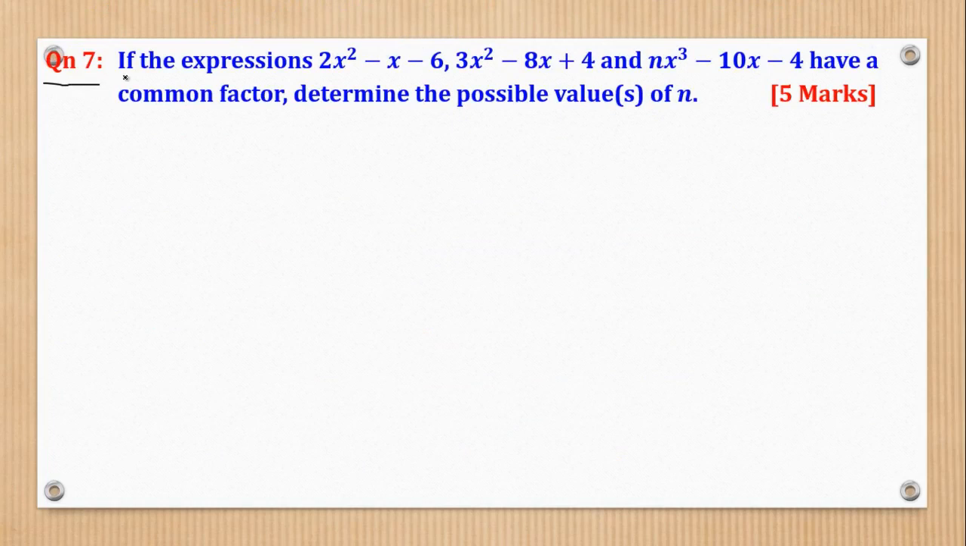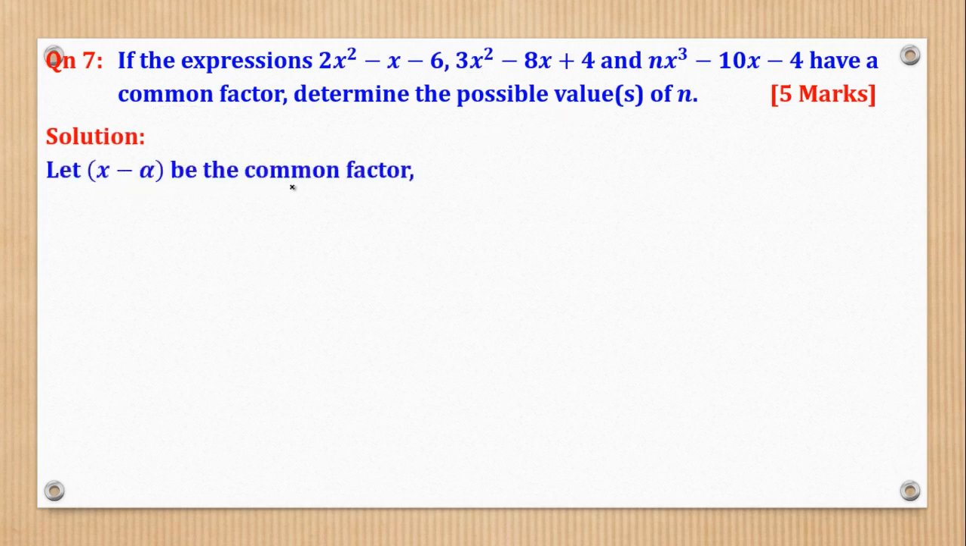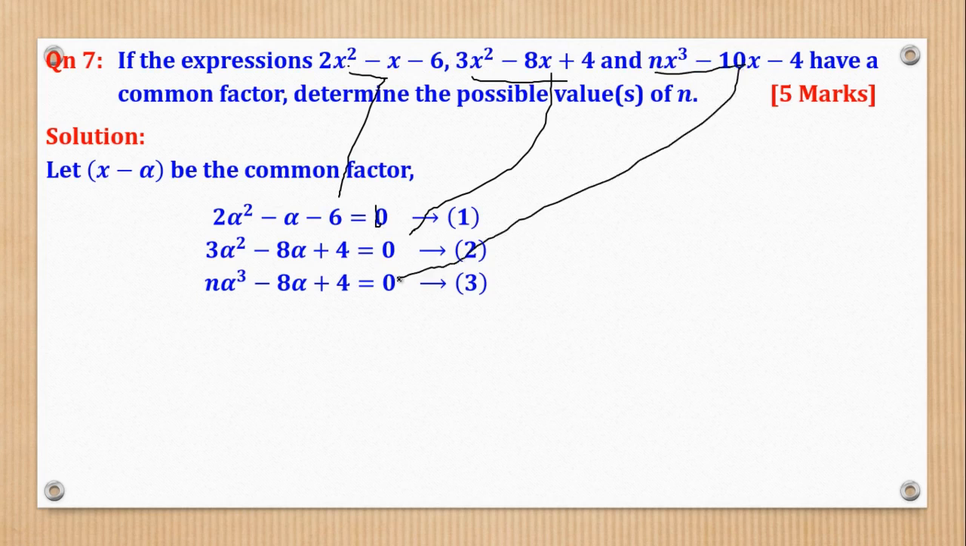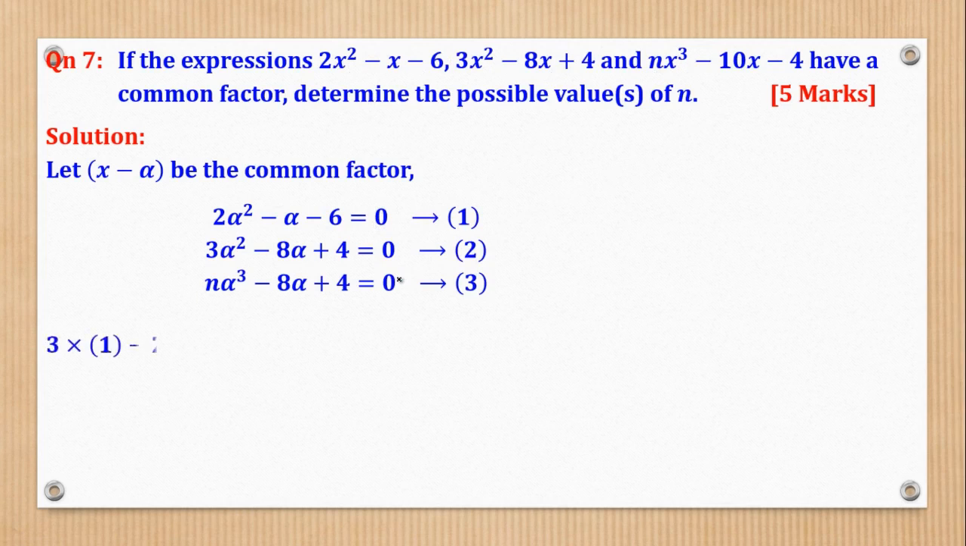Then question 7, if the expression this, and this have a common factor, determine the possible values of n. So let x minus alpha be the common factor. So it implies that here, where there is x, we keep on putting alpha to come up with equation 1. Also here, where there is x, put on alpha to come up with that. I think we realize that when you substitute the root, we equate to 0. Here it was not equal to 0, but now it is equal to 0. Even here, substitute the root and equate to 0, because it is a factor. Then from there, we'll come and solve them simultaneously.